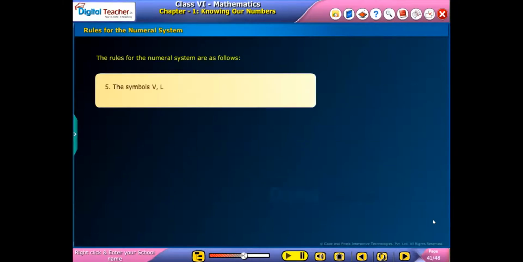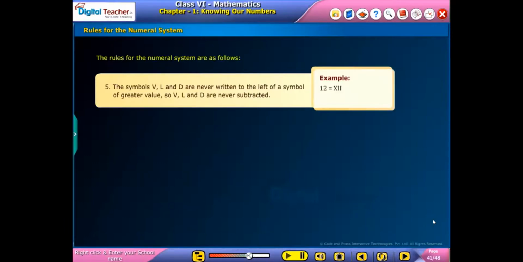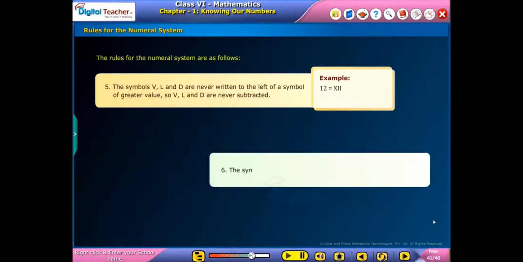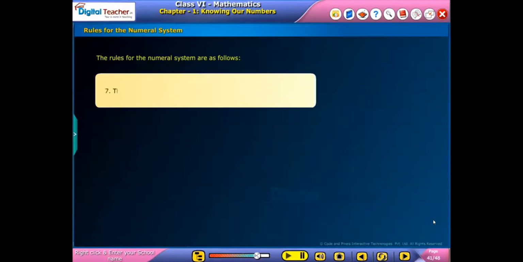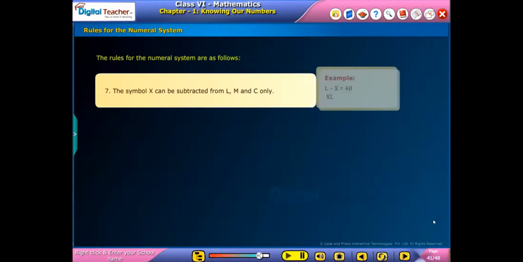The symbols V, L, and D are never written to the left of a symbol of greater value. So V, L, and D are never subtracted. For example, we write 12 as XII and not IIX. The symbol I can be subtracted from V and X only. For example, the value of IV is 4 and the value of IX is 9. The symbol X can be subtracted from L, M, and C only. For example, X is subtracted from L to get 40, which is represented by XL.